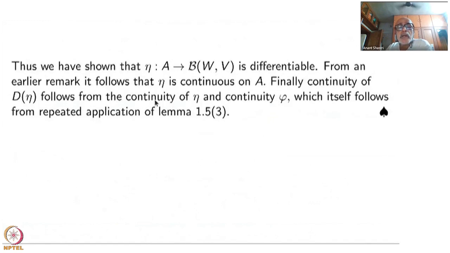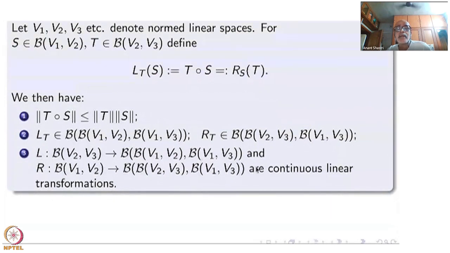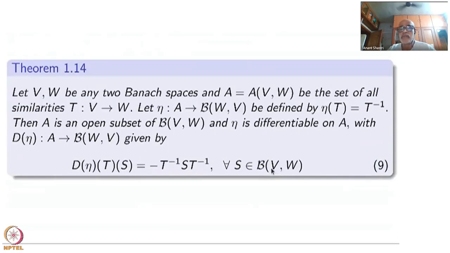Continuity of d eta follows because, first of all, eta is continuous, and phi is continuous. Phi is what? Taking left multiplication and right multiplication, maybe taking minus sign also, whatever. So all that, I'm heavily using 1.53 here, right? This part I'm using, that L and R are continuous. L corresponds to left multiplication, R corresponds to right multiplication. Before that, you have to take inverse. T going to T^{-1} is continuous, that is eta itself. Combining this, what we get is the derivative d eta is continuous at all the points of the whole of A.